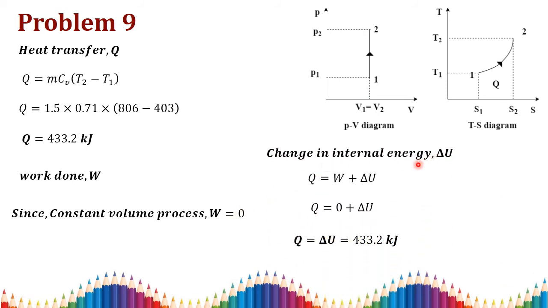Then change in internal energy from the first law of thermodynamics. We know that Q is equal to W plus delta U. Here it is a constant volume process, so W is 0. Then Q is equal to delta U, which is equal to 433.2 kilojoule here. So in this constant volume process, the heat transfer is equal to the change in internal energy.